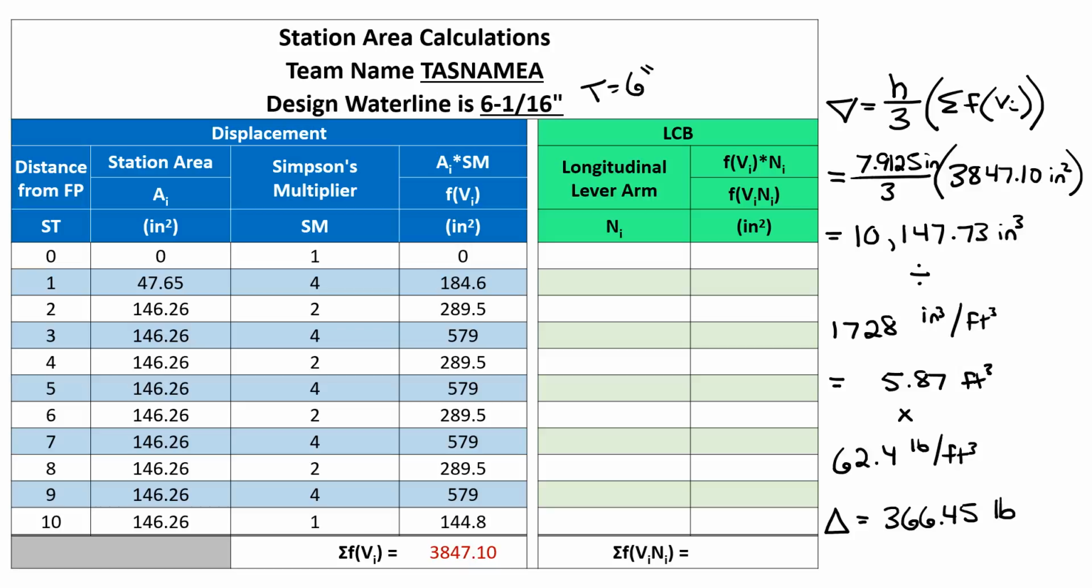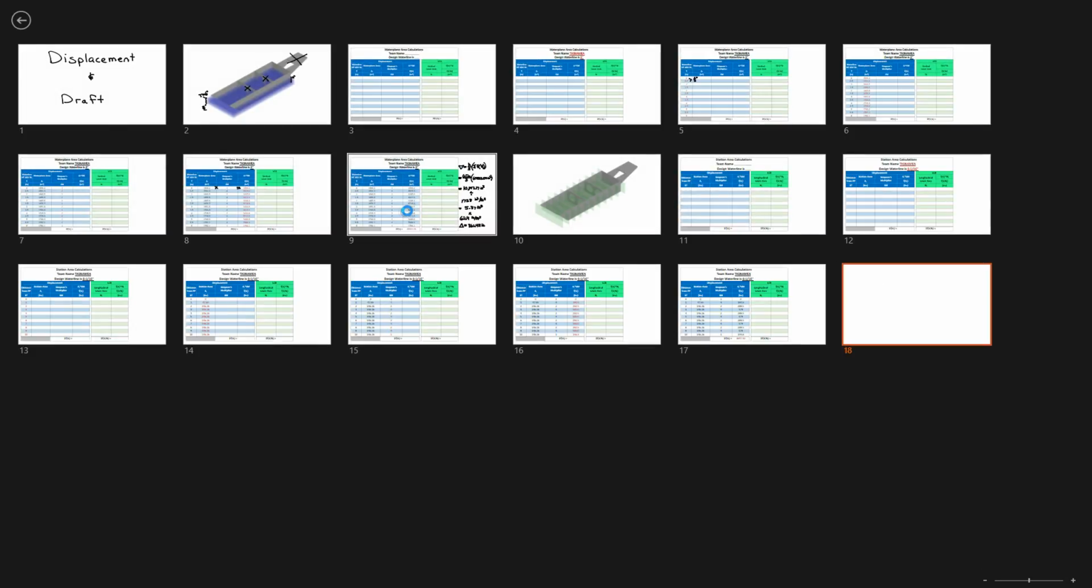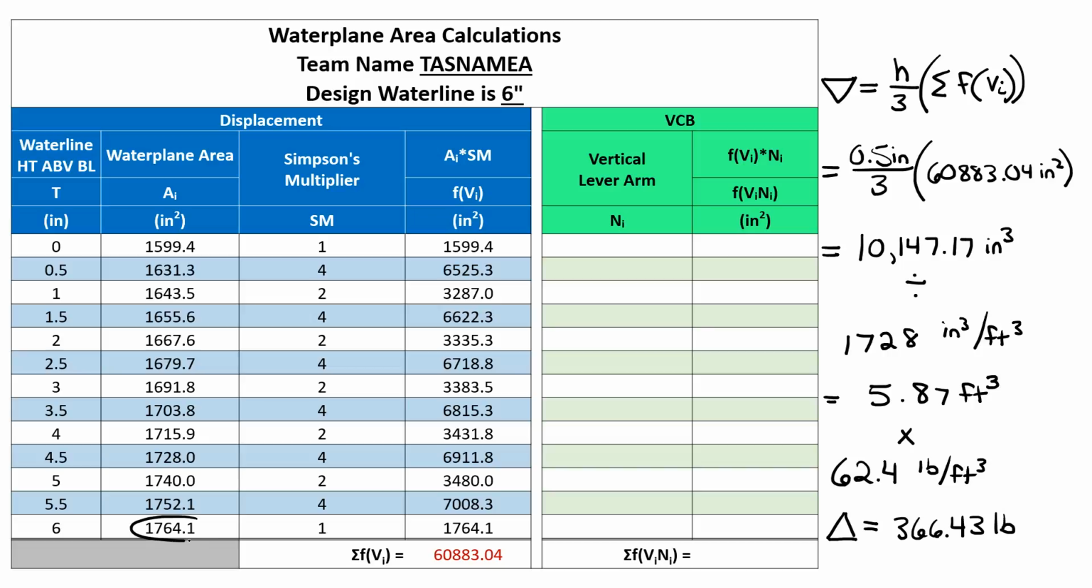Next, I need to find my design water plane area. So this is the area of the water plane. Of course, I already have this dimension right here. Of course, this is my draft, so I have my design waterplane area.